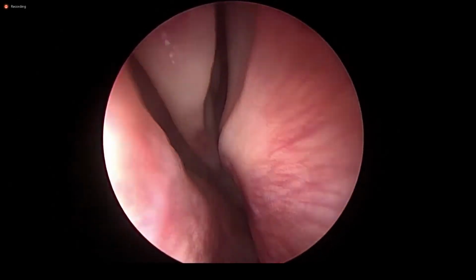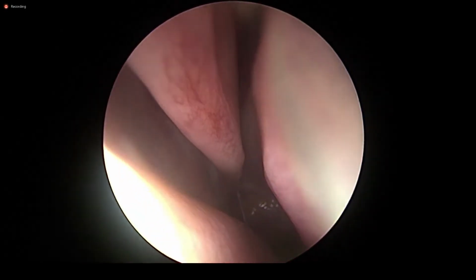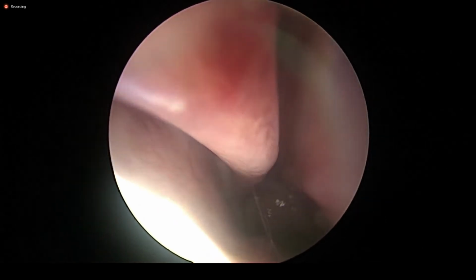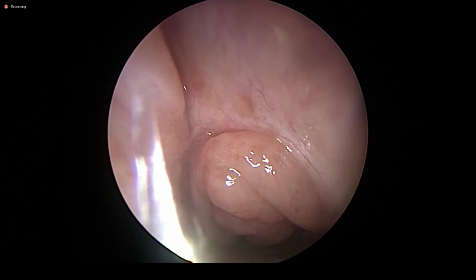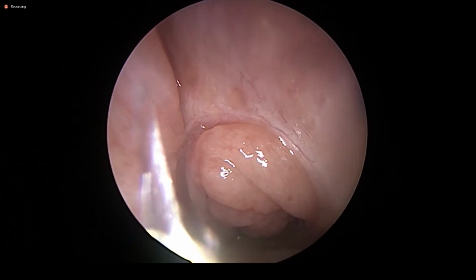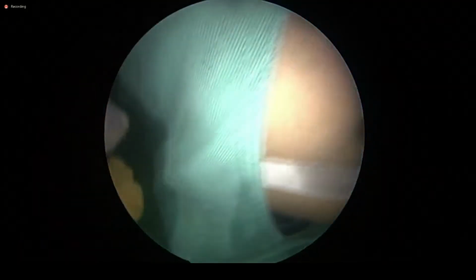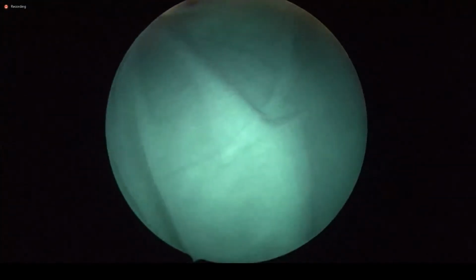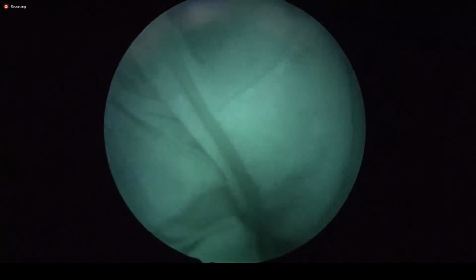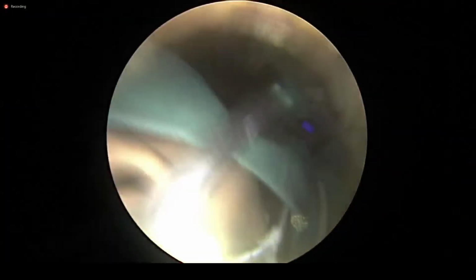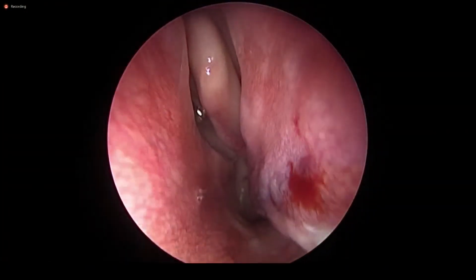And this is the picture after decongestion of the nasal cavity. I am still using a 4 mm telescope through the nose. Can you see? Yes, sir. So our technique in this is to use the endoscope from the nasal cavity and our microdebrider and coblator from the oral cavity. See this.